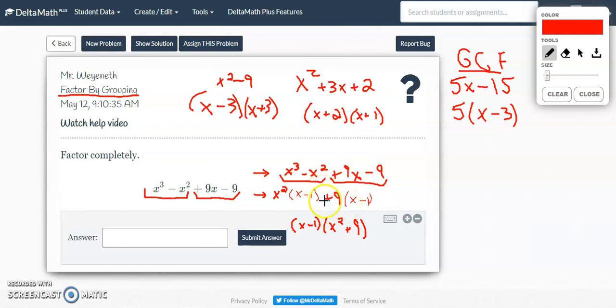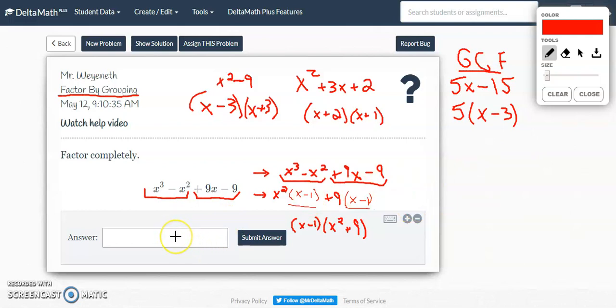Okay. Think about if you would have taken out a -9, that would have left you with x plus 1, and this x plus 1 would not have matched that x minus 1. So you want to make sure that the GCF that you're taking out here is going to allow you to find those two binomials to be the same. That's really kind of the big key when it's all said and done.